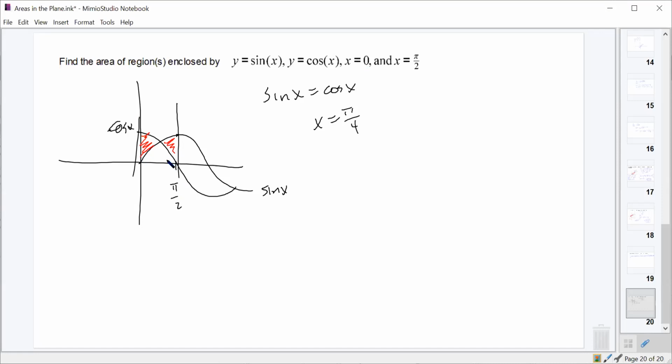So we're talking about these 2 regions here. So the first one can be found by the integral from 0 to pi over 4 of cosine x minus sine x dx, since that's upper minus lower. And the second one can be found by doing pi over 4 to pi over 2 of now sine x minus cosine x. Is that what you all did to set it up?